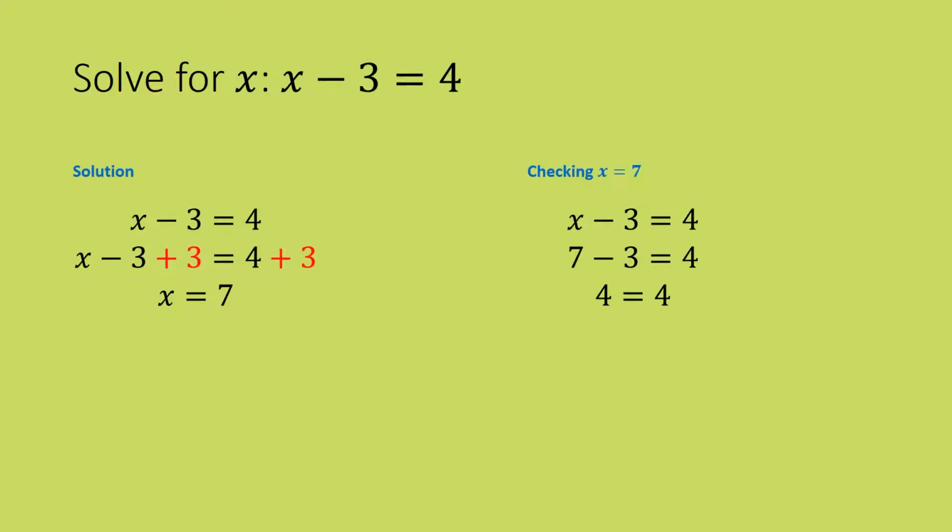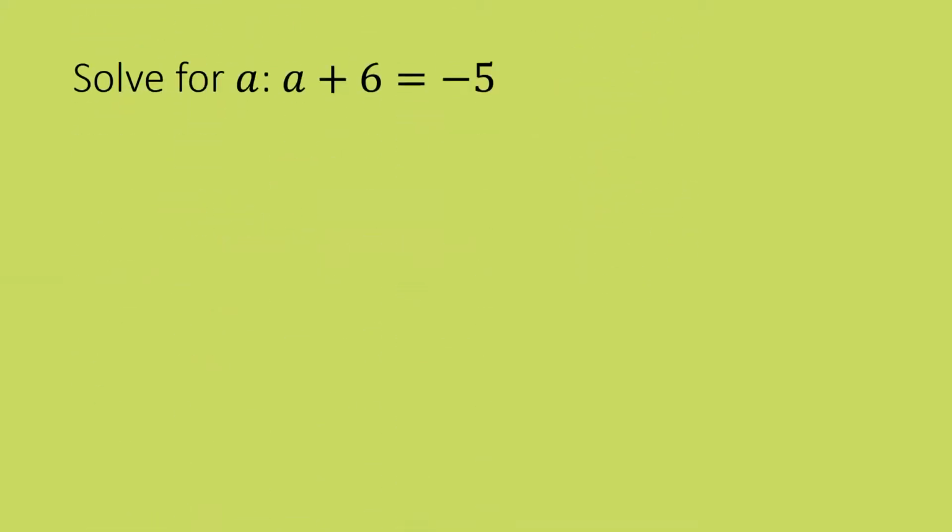Let's have another example. Let's solve for a, where a plus 6 is equal to negative 5. Now, let's go on our solution. So once again, the equation is a plus 6 equal to negative 5. What we are going to do is deduct 6 both sides. So a plus 6 minus 6 is equal to negative 5 minus 6. So getting the difference, we have the value of a is equal to negative 11.